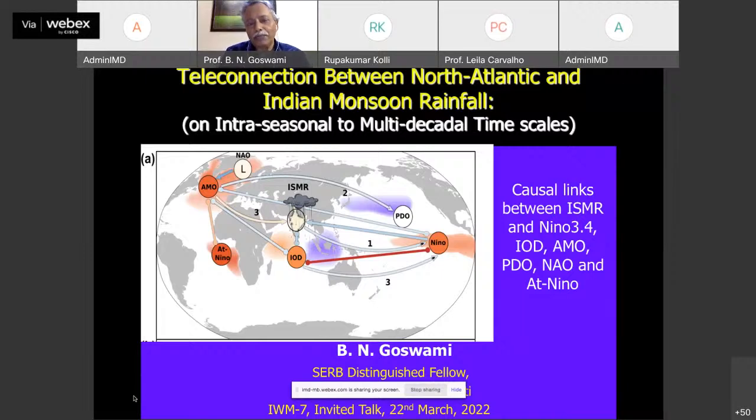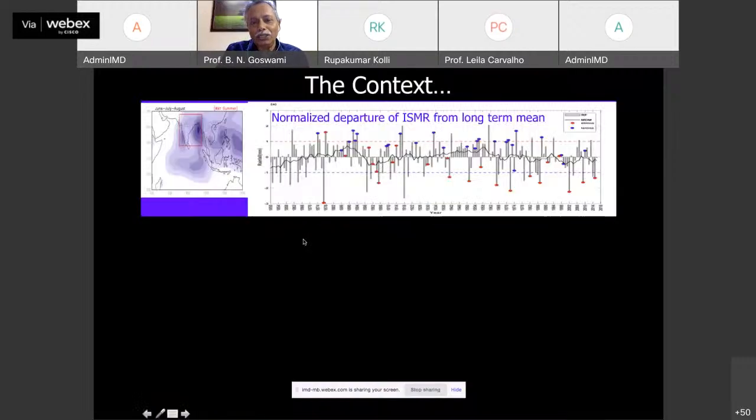And in that connection, we have done some recent works where we have established causality amongst several of these drivers. And this is the theme of my talk. I'll come back to this picture here at a later time. So, why are we talking about the connection between the North Atlantic and Indian monsoon?